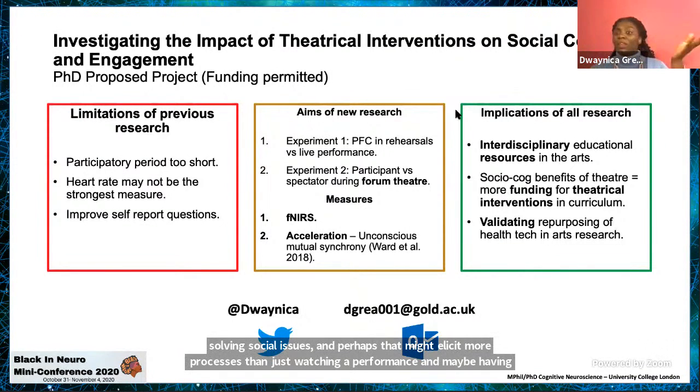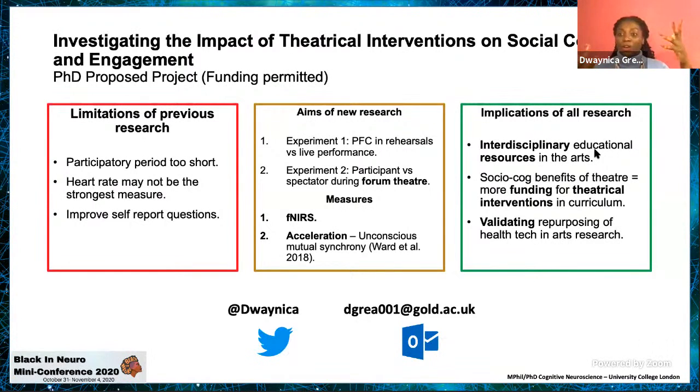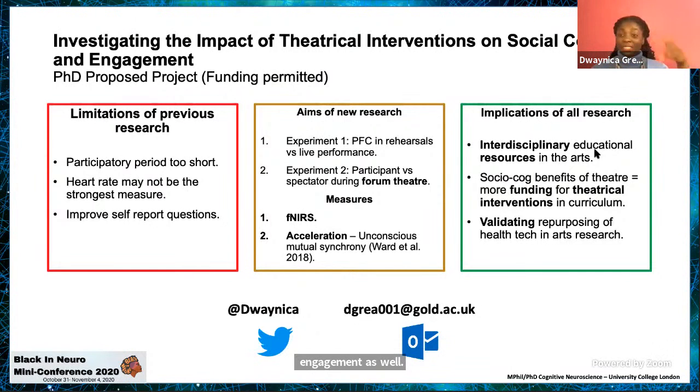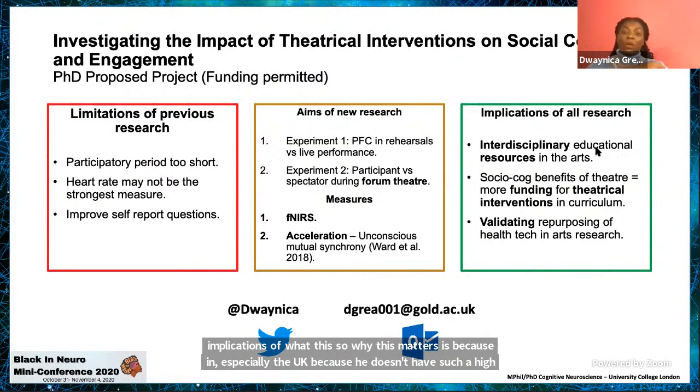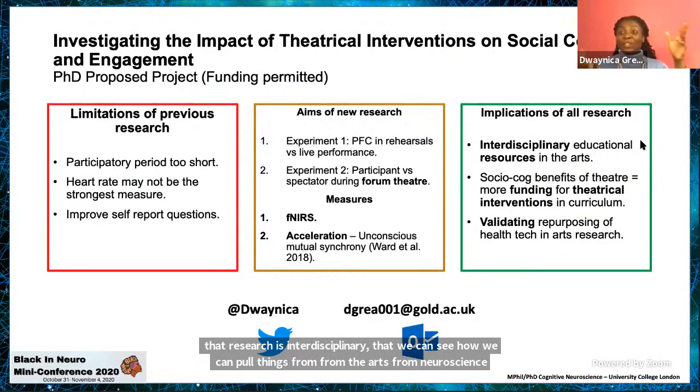And the implications of all of this, so why this all matters, is because especially in the UK, we can see that the arts doesn't have such a high status compared to other subjects, as we can see from the struggles that the UK is going through right now in the arts. For me, it's really important to make sure that research is interdisciplinary, that we can see how we can pull things from the arts and from neuroscience, and conduct research to better the educational resources that we have. And lastly, to validate the repurposing of health tech, seeing how all these devices that we use can be used for different sections of neuroscience or psychology, and conduct our research using these multiple devices.